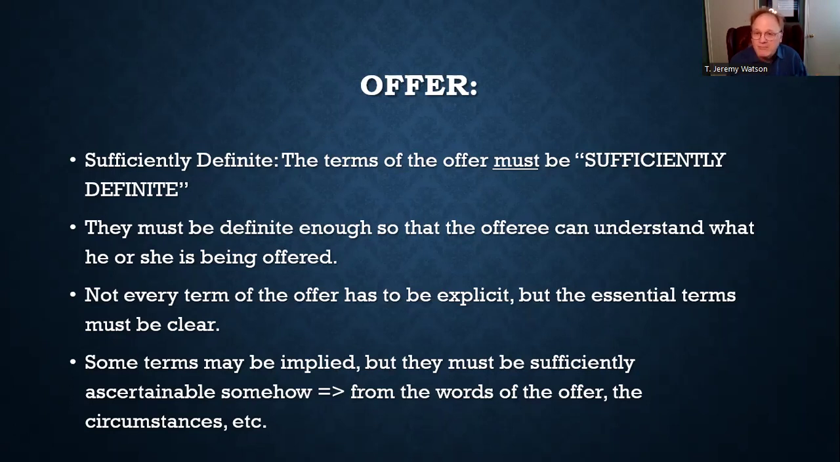Some terms can be implied, maybe just from the situation, but they must be sufficiently ascertainable. Ascertainable means we can discover them from the words of the offer or from the circumstance. So if I say I will buy your watch for $10, do I have to say I will buy your watch in the exact working condition that it's in now for $10? Or can you say, I accept, and then take that watch and bash it on the table and break it and then hand it to me, and then do I owe you $10? No, I think that just from the circumstances, I will buy your watch for $10 is sufficiently definite.